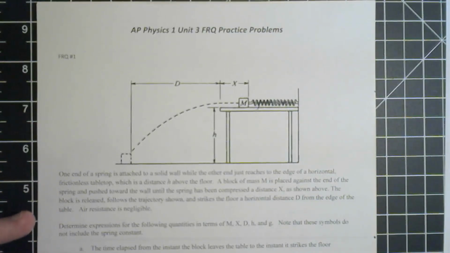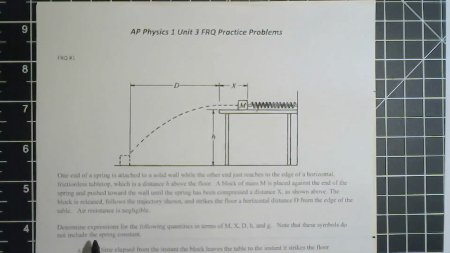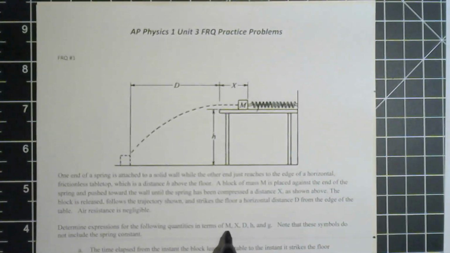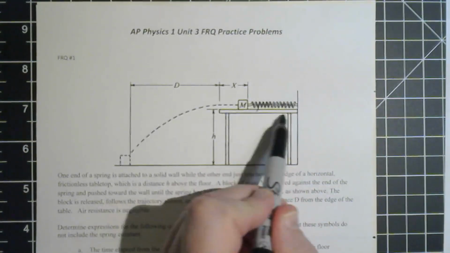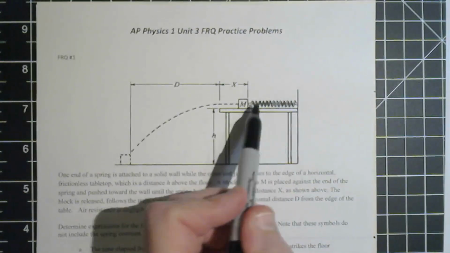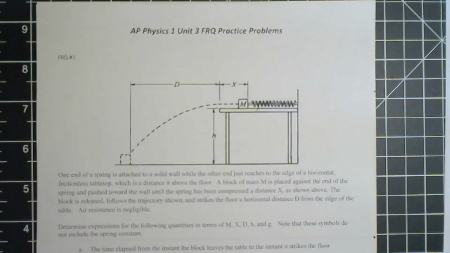It says the first thing we do want to pay attention to is that we have to determine our expressions in terms of these variables: capital M, capital X, capital D, lowercase h, and lowercase g. So we do have to include those, and those are the only variables that we can put in our answers. You can put numbers, but you can't include anything else. So for instance, it does not include the spring constant. So I can't put the letter K in here for the spring constant because it's not given to us. So what I need to do is put all my answers in terms of everything else, all these other variables right here.